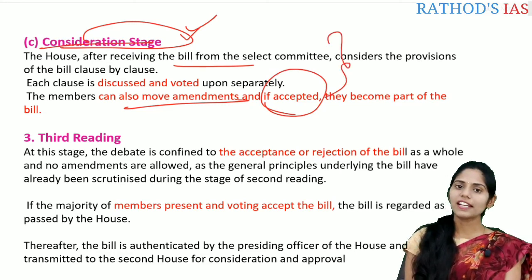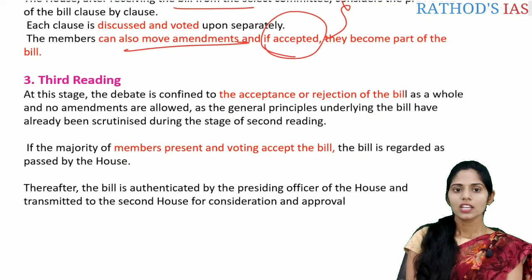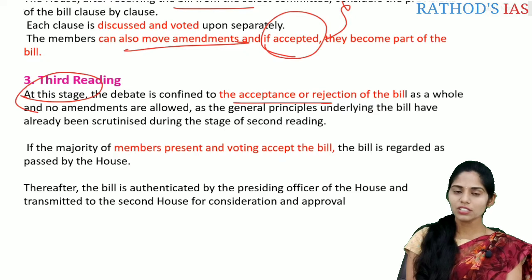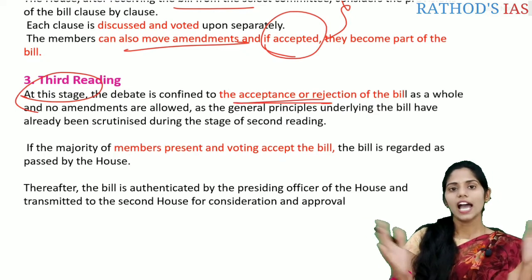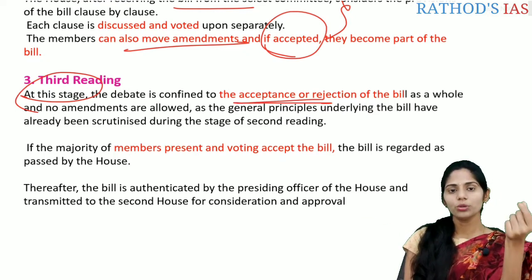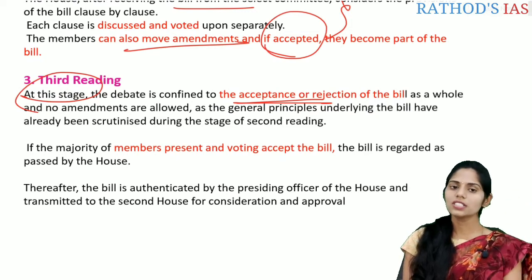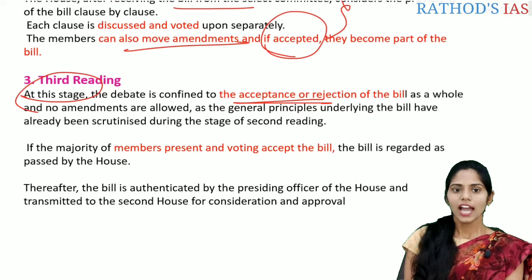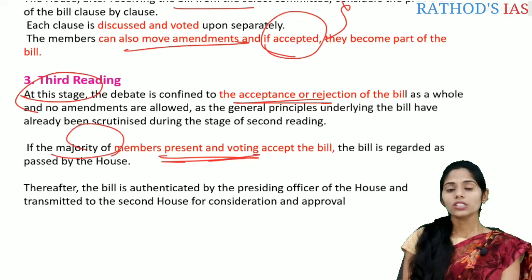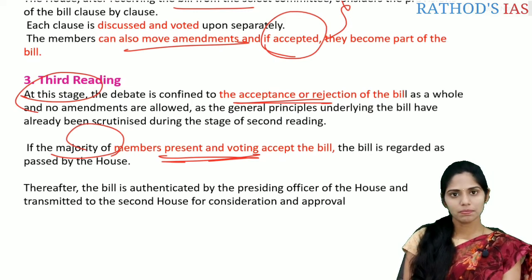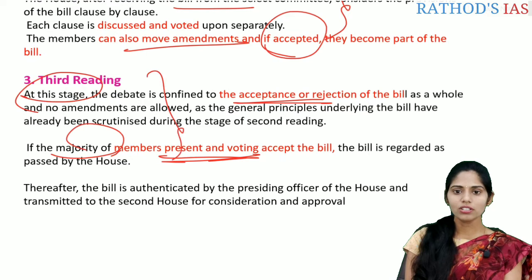And the last and final stage here is the third reading. At this stage, the debate is confined only to the acceptance or the rejection of the bill as a whole. They will move this bill and say whether you will accept this bill or not. So this is simply the third reading. And if the majority of the members present in the voting accept the bill, then the bill is regarded as passed by the House. So this is about the third reading.